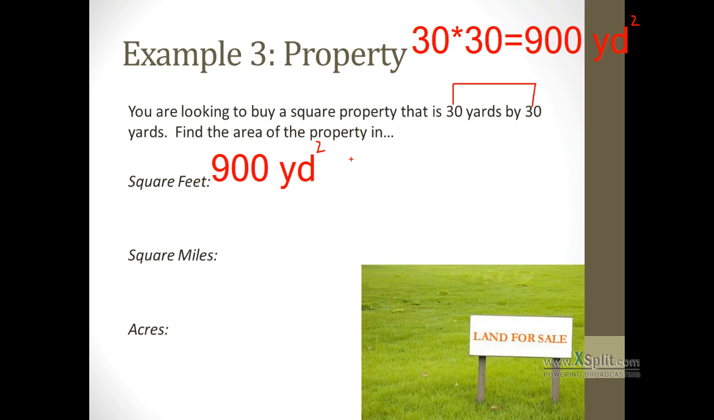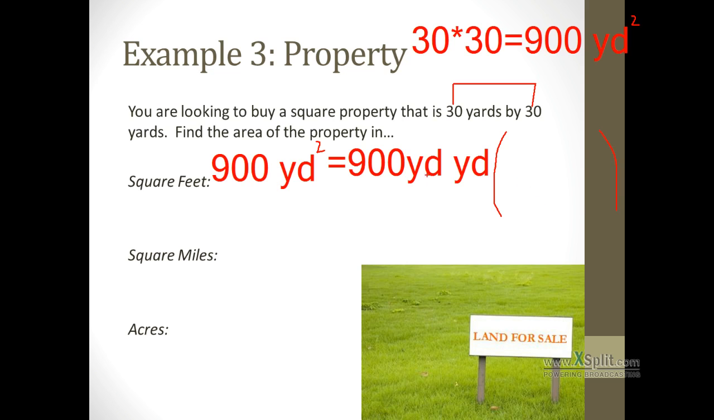Yes, you've just converted yards to feet, but you did not convert yards squared to feet squared. This is where that warm-up comes in handy. 900 yards squared, I'm going to write that out longhand. That sounds a little funny, but we're going to go for it. You have 900 yards squared. You want to convert that into square feet. In other words, you want to convert that into feet.